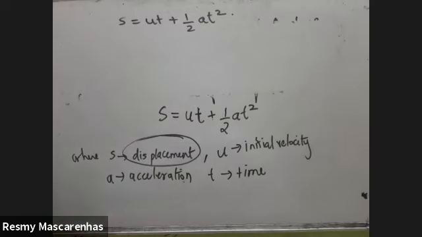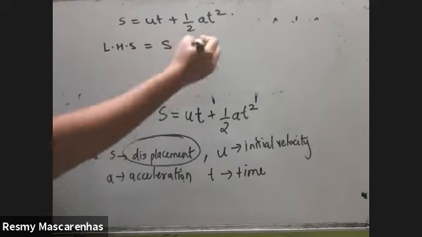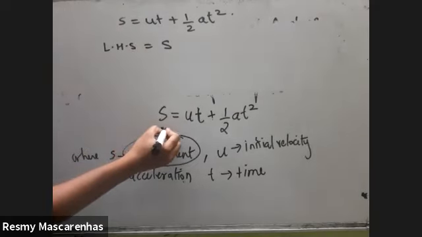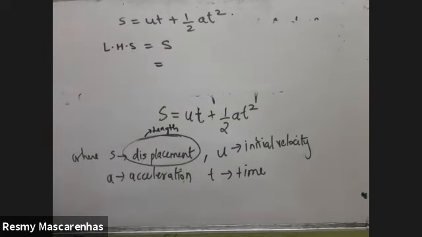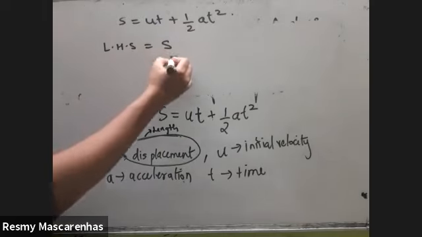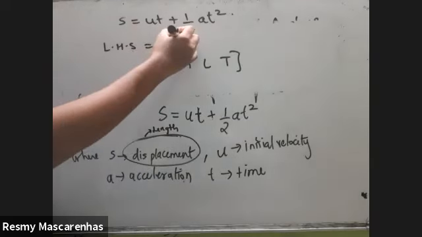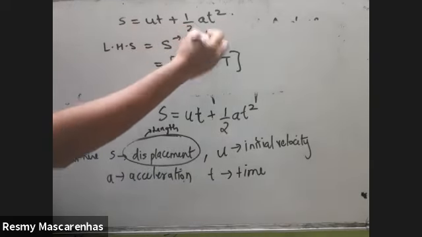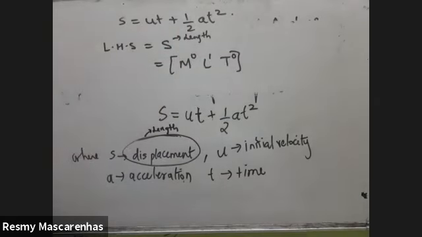So my left hand side is S. S means displacement, which means length. If you want, you can write and keep it. So for S, we have to write the dimension of length. You always know how to write the dimension, this is fixed: M L T. Length means only the length power will be 1, remaining will be 0. So this is my left hand side.